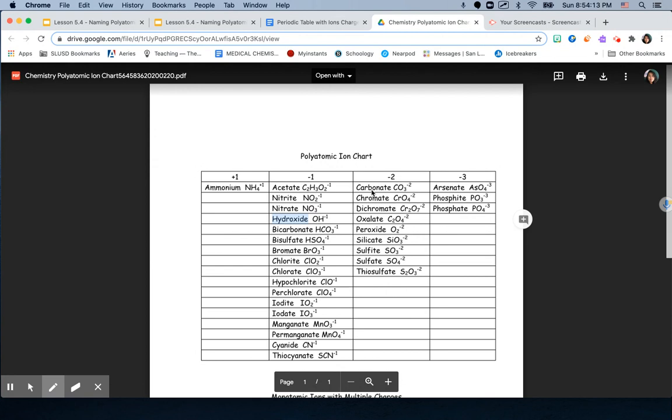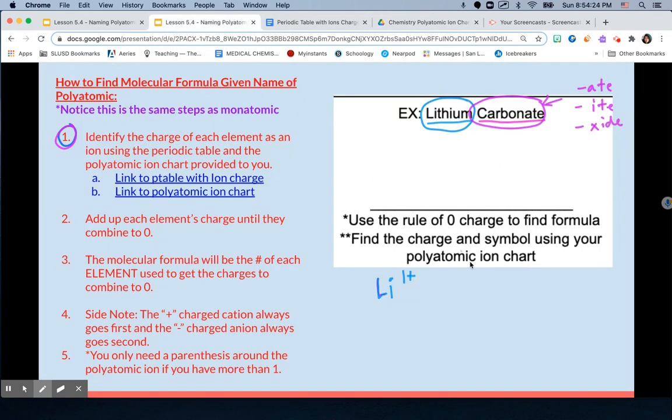None of these. Aha, here it is, carbonate. So that is CO3 with a charge of 2 minus. So going back to the problem, I'm going to write down CO3 with a 2 minus charge. So now I'm done with step 1.